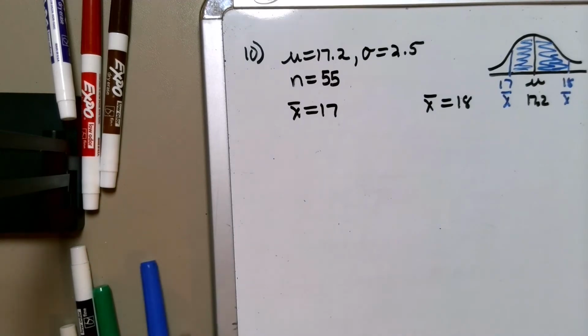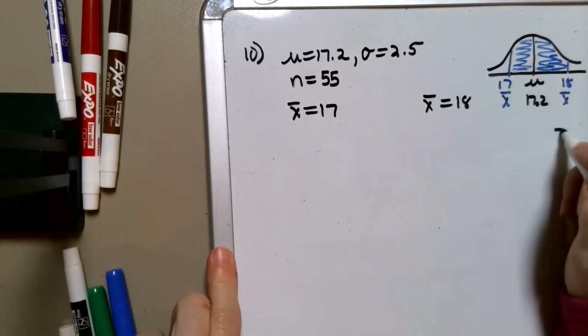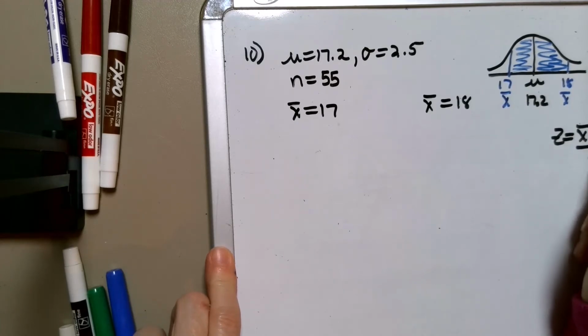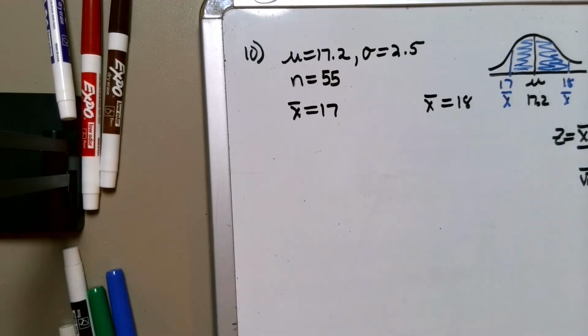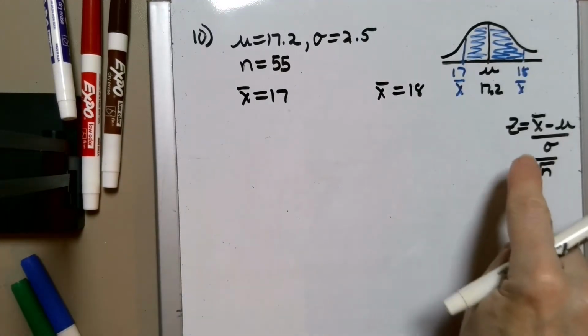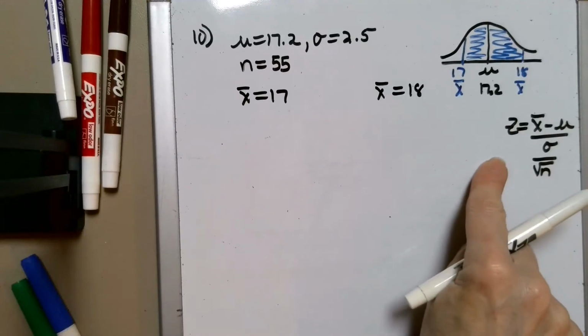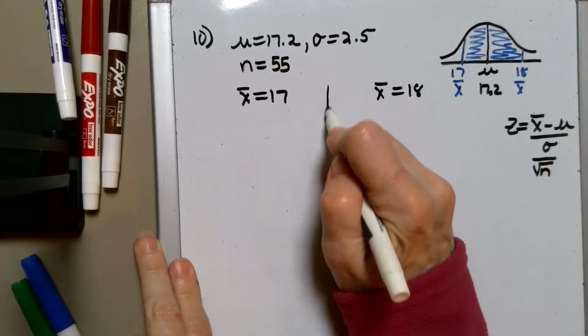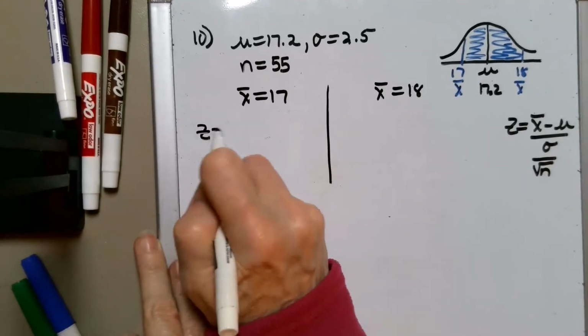So we're going to convert each of these into a z-score, but now we have to use the longer z formula. X bar minus mu over sigma over the square root of n. When we're converting a sample mean x bar into a z-score, we have to use this longer z formula from the formulas page. It's sometimes a little tricky to put that in our calculator.